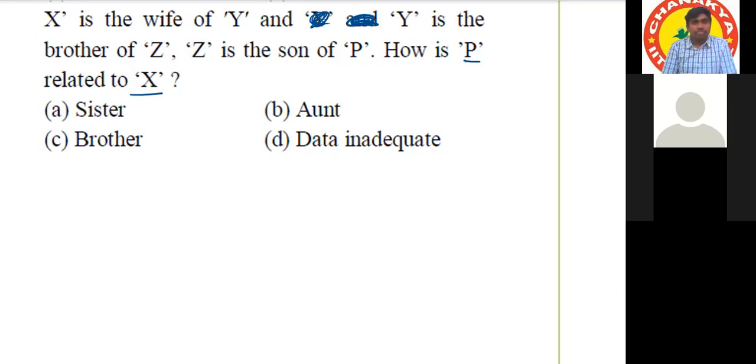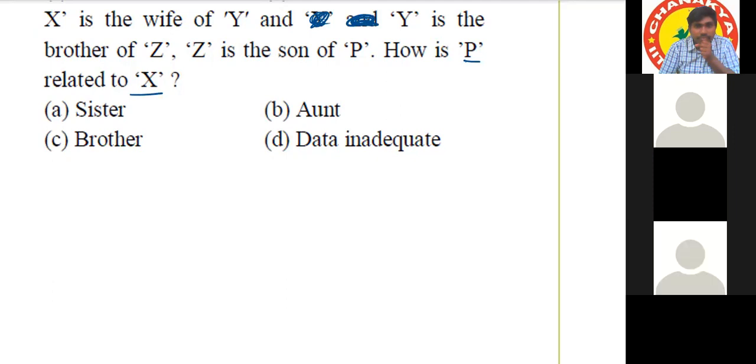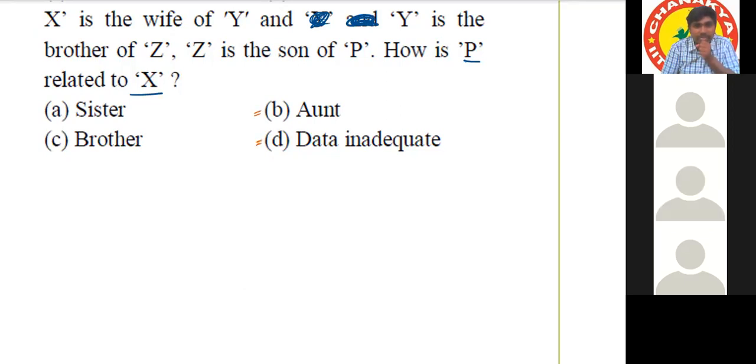Sir, data inadequate. Why? What information is required? Gender. Sir, answer B, aunt. Sir, option B, aunt, and data inadequate. Anybody? Data inadequate, sir. There's no gender of P. Okay, gender is not declared. Okay, let me verify. That is enough.